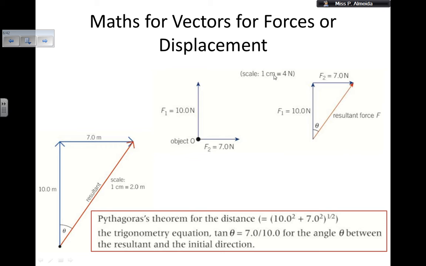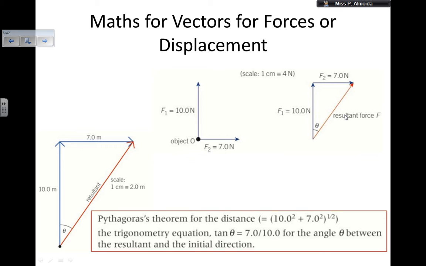So here I have force 2 of 7 newtons, force 1 of 10 newtons. They have 90 degrees between each other, so they are perpendicular to each other. If I add them together, I get this resultant force F. I know this is 90 degrees, and I have here an angle theta, so I may want to know what theta is equal to.